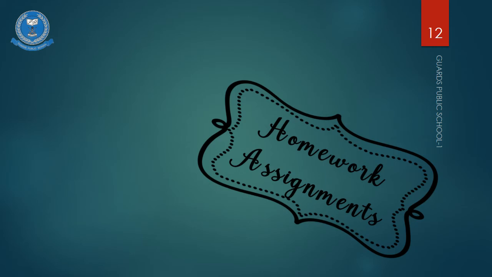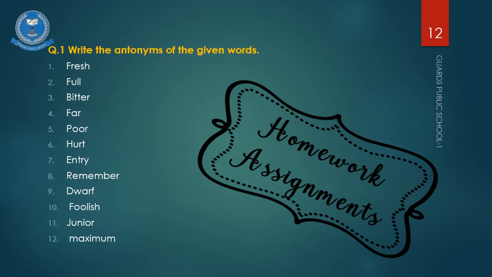Let's see question number 1. Question number 1 is about antonyms. Write the antonyms of the given words. Number 1, fresh. Number 2, full. Number 3, bitter. Number 4, far. Number 5, poor. Number 6, hurt. Number 7, entry. Number 8, remember. Number 9, dwarf. Number 10, foolish. Number 11, junior. And number 12 is maximum.